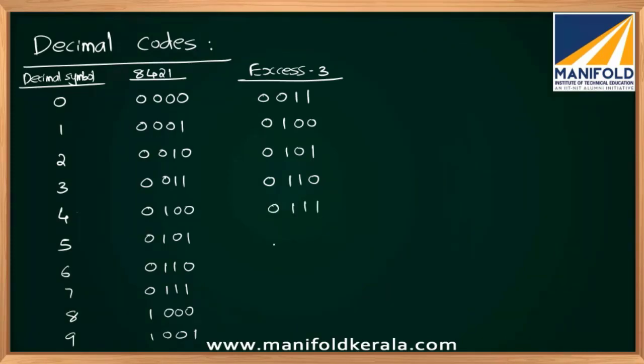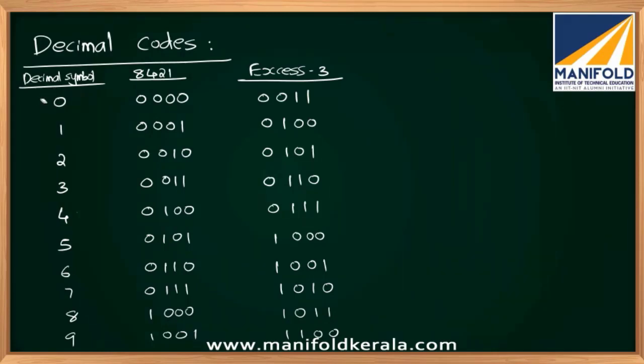And what will be the representation for 5? It will be 1000, right? You add 3, then encode it in binary. Now 6 will be 1001. And 7, what will it be? 7 plus 3 is 10. And 10 is 1010, right? And 8? 8 plus 3, so 1011. And 9 is what? 1100, right?